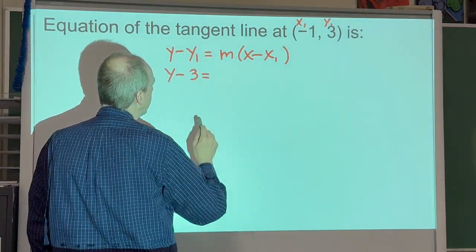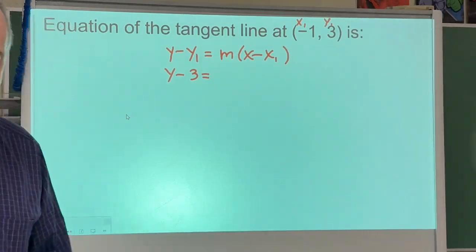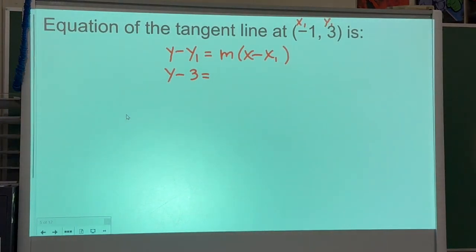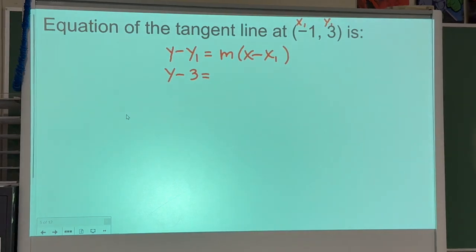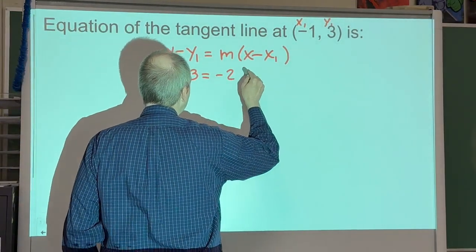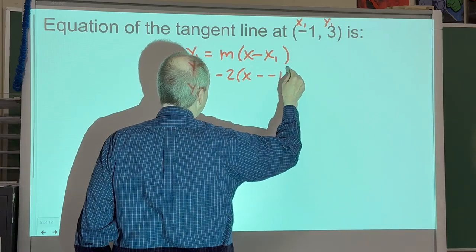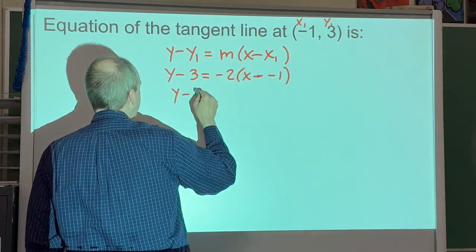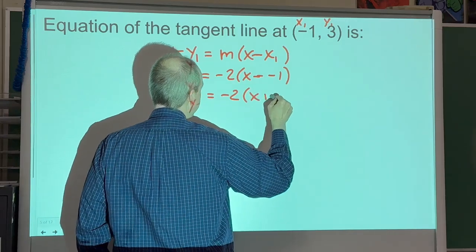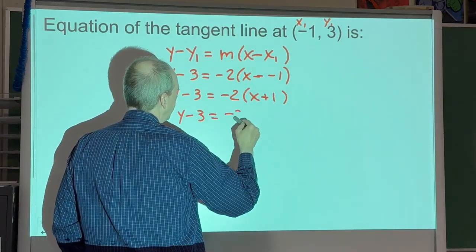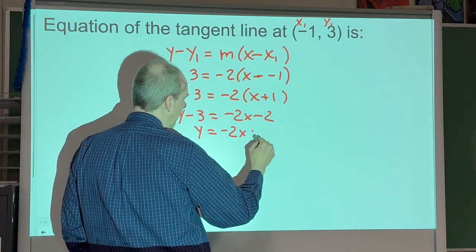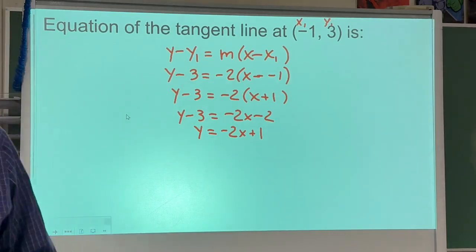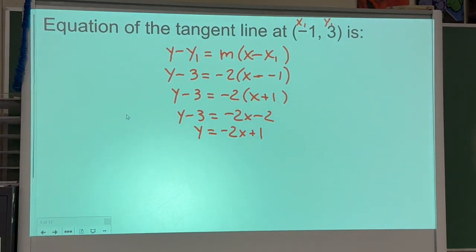Y minus 3 equals, did we have anything for our slope? Well, yeah, remember the slope at that point was -2? Times x minus -1. So y minus 3 equals -2 times x plus 1. Y minus 3 equals -2x minus 2. Y equals -2x, add 3 to both sides, plus 1. There's the equation of our tangent line at that point.